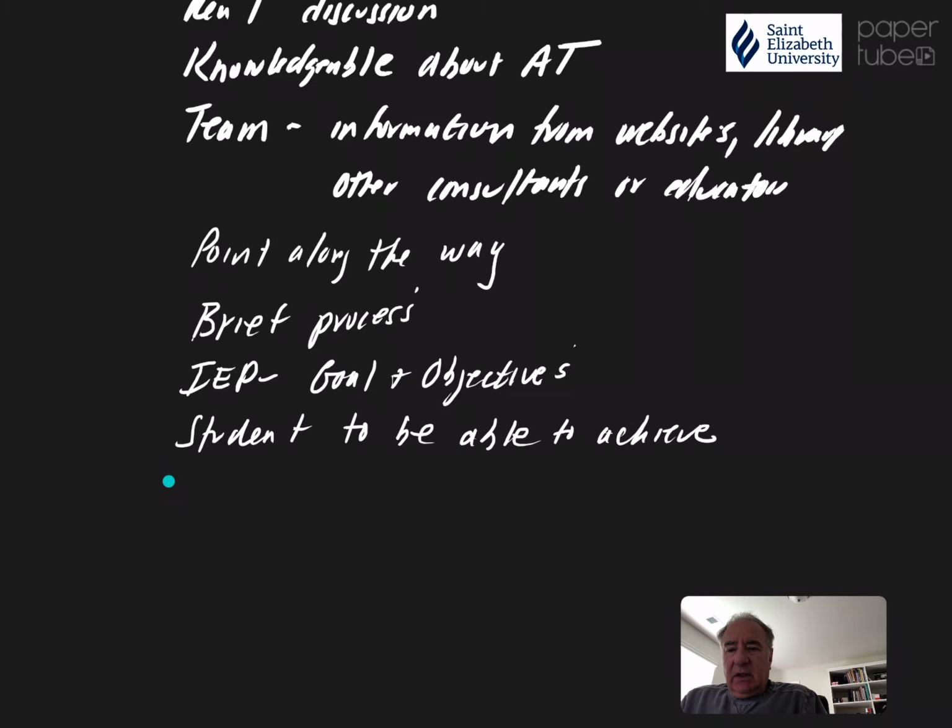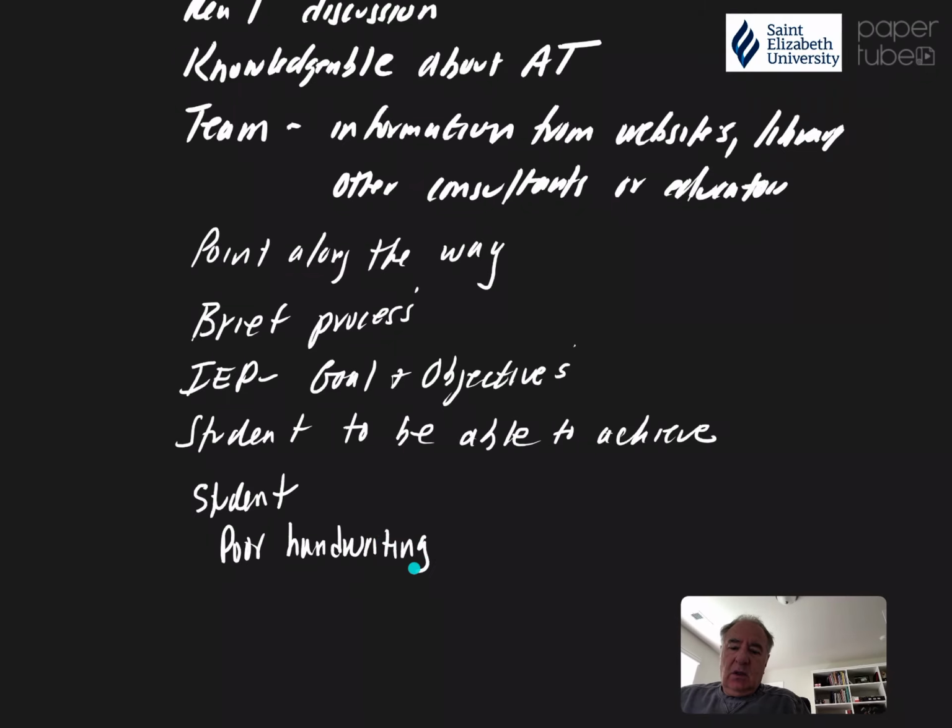So just as a quick example, say we have a student that has, let's say, poor handwriting, which makes it hard for both the student and the teacher to read. So possibly, in the past, the school might have considered using a paraprofessional for note taking.